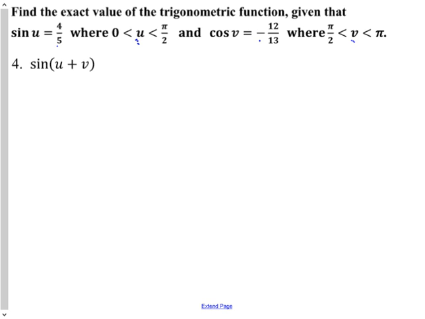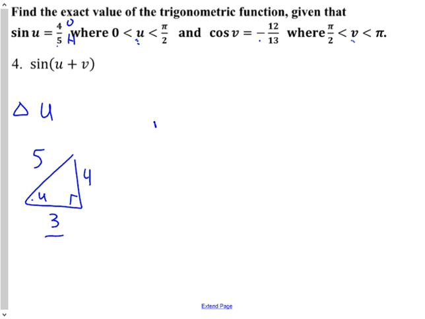So first, making triangle u. U has an opposite over hypotenuse of 4/5. So opposite is 4, hypotenuse is 5. 3 squared plus 4 squared equals 5 squared. That's where the 3 comes from. So 3, 4, 5, right triangle. So that's triangle u, because we're using that angle.